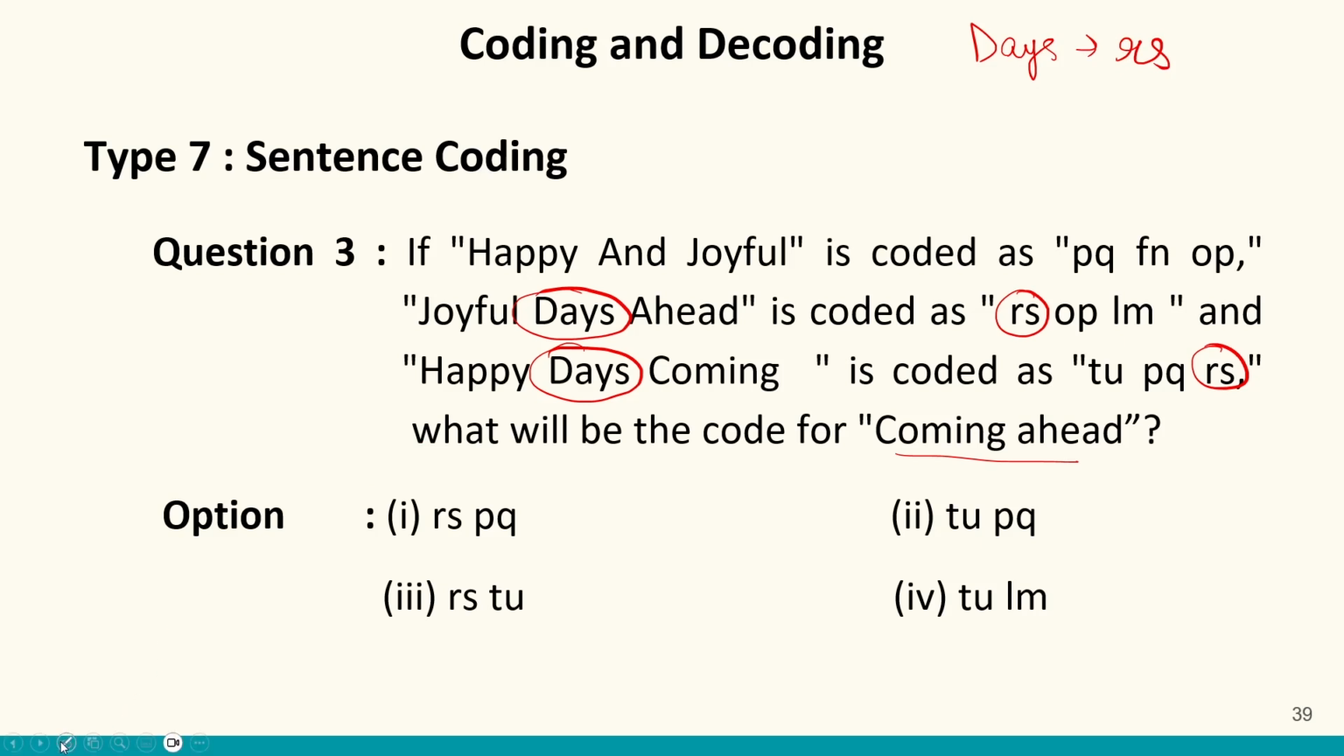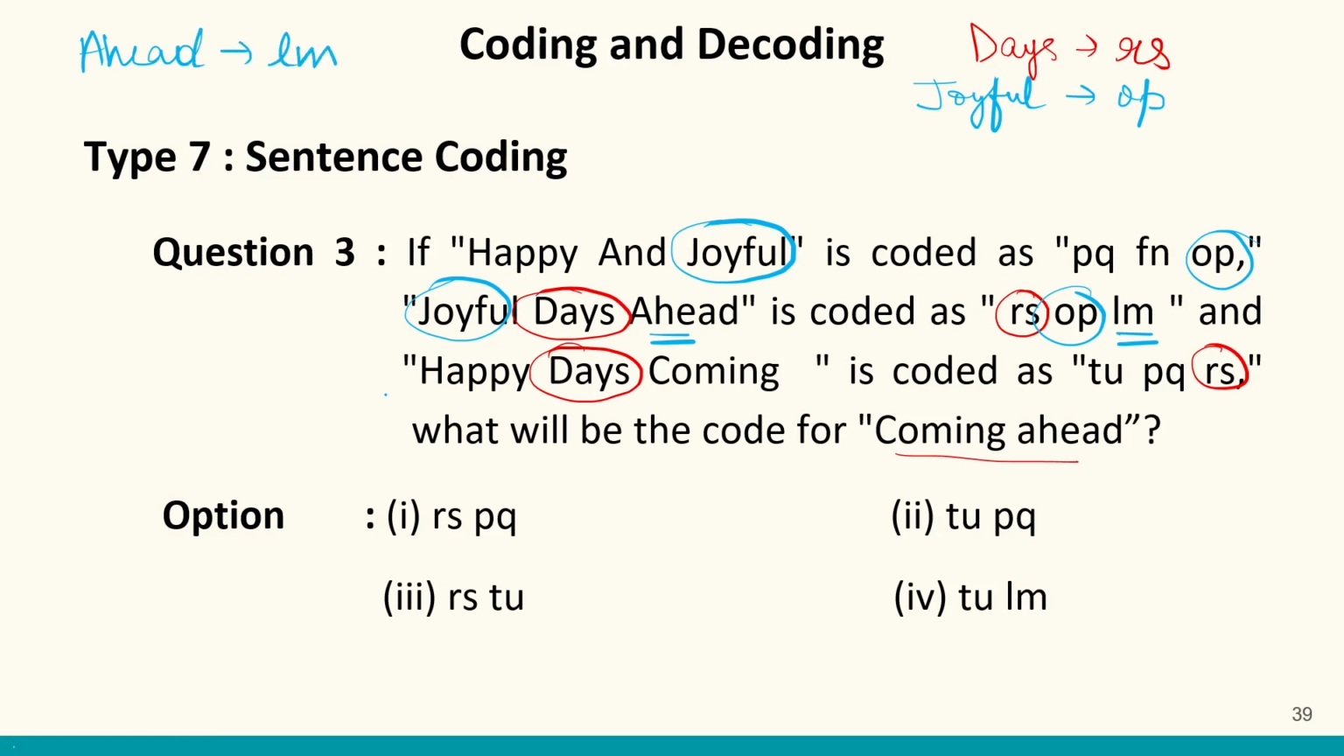Okay, let us move forward. Over here, I can see joyful is being used in this sentence and joyful is being used in this sentence. So the code for this sentence is PQFNOP, and for it this is RSOPLM. So the only common code is OP. So I can say joyful is coded as OP, right? So the only remaining word is ahead and the only remaining code is LM. So ahead will be coded as LM, right?